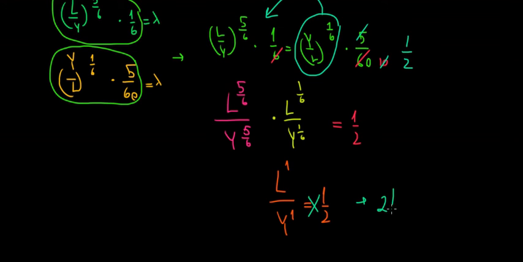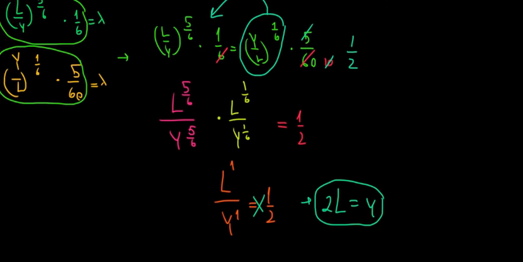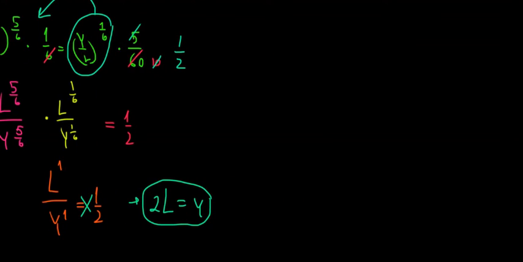And if we do a cross multiplication, over here we would have that 2 times L equals y. Now, with that said, 2L equals y, what we can do is substitute it into our budget constraint, because we know our budget constraint. And our budget constraint is that y is equal to 7200 minus 10 times L.